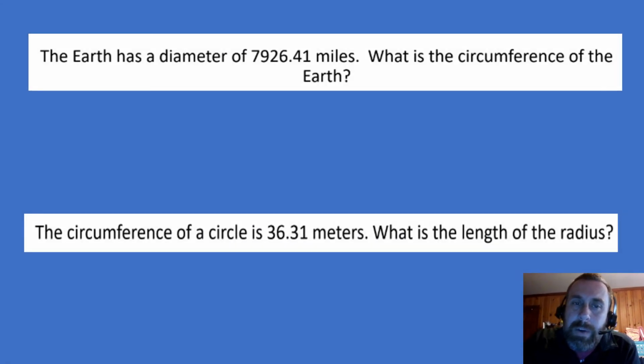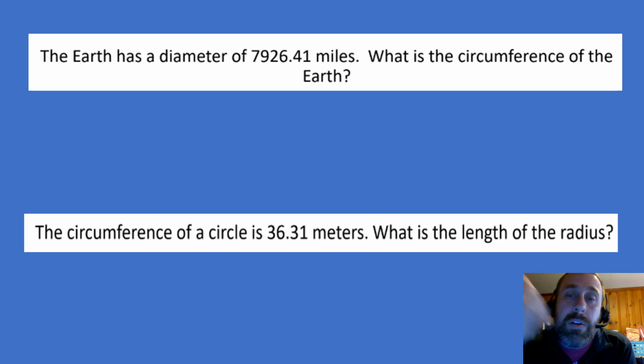I promised myself we'd get a little bit shorter, but it's just the way math is sometimes. I have two questions to follow up. One says the Earth has a diameter of 7,926.41 miles, and we want to know the circumference, so pretty straightforward. The second one is a bit of a challenge. Look what it says. The circumference of a circle is 36.31. They're telling us the circumference, but they want to know what is the length of the radius. Ooh, I'm not going to spoil it for you. I want to see if you can figure out what the radius would be.